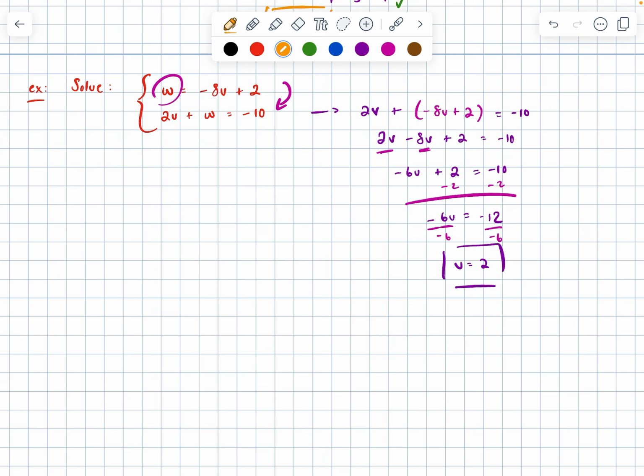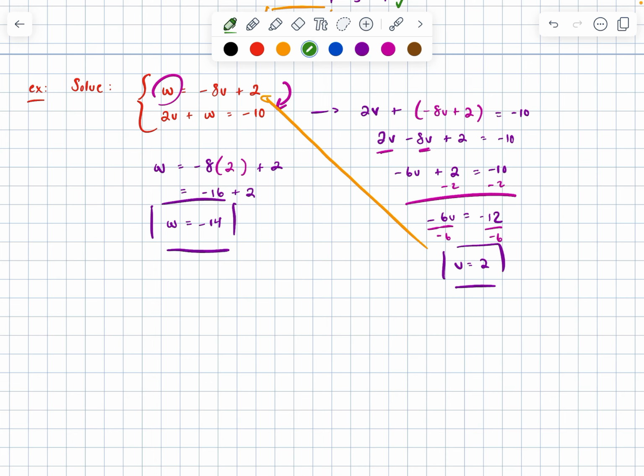From here, I know that v equals 2. I need to find the value of w. Strategically, the wisest place for me to do so would be by substituting into that top equation over here. My goal is to get w by itself. Notice that in that top equation, w is already isolated. So I have w equals negative 8 times 2, which is negative 16, plus 2 at the end. That should tell me that w is equal to negative 14.